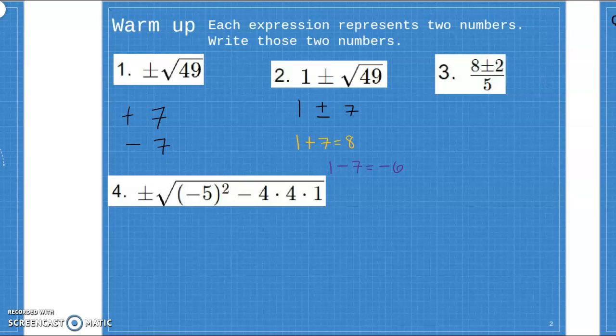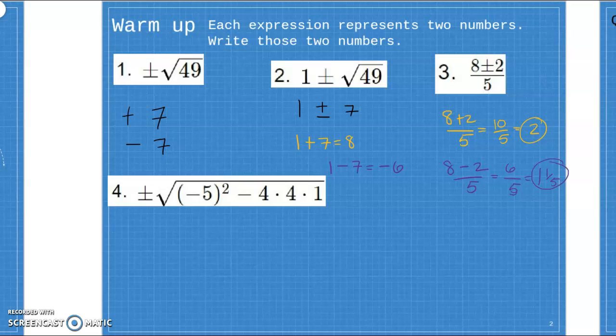Now I'm going to do the same process over here, but now I have 8 plus 2 divided by 5, and 8 minus 2 divided by 5, because I need to break them both up to get both answers. 8 plus 2 will give me 10, divided by 5 can be reduced. 10 divided by 5 is 2. So one of my answers is 2. 8 minus 2 is 6 divided by 5. Well, that can't give me a nice number. I can leave it as an improper fraction, or what I can say is 1 and a fifth. So I have 2 and 1 and a fifth.